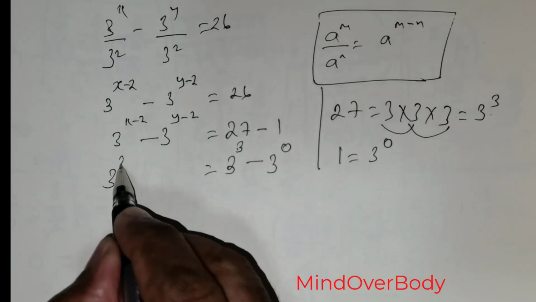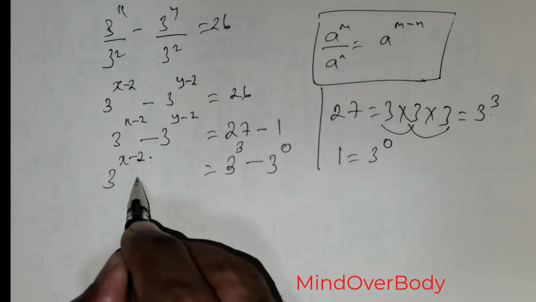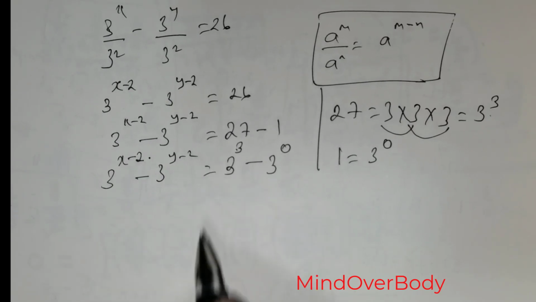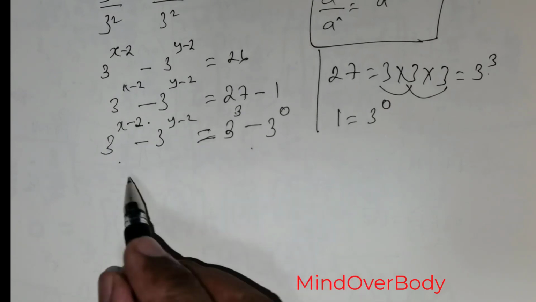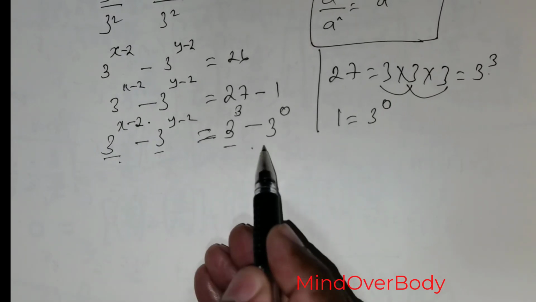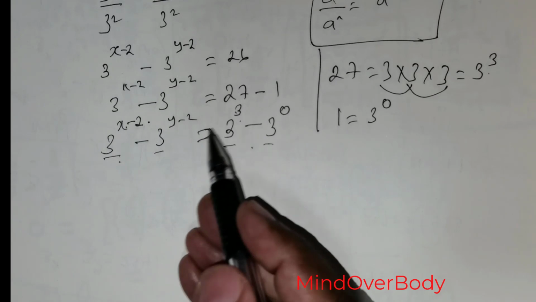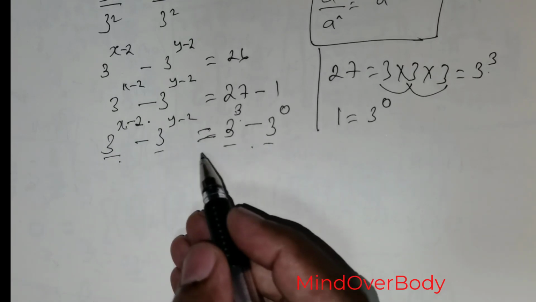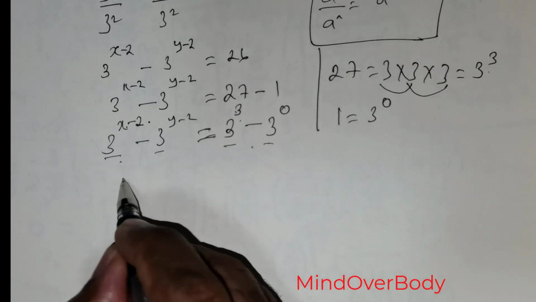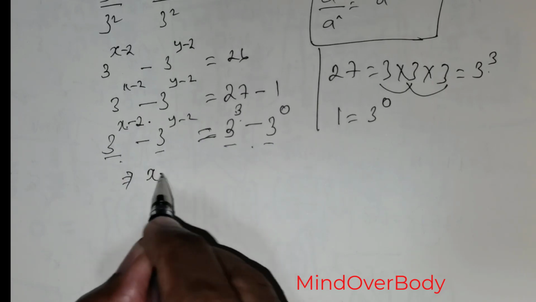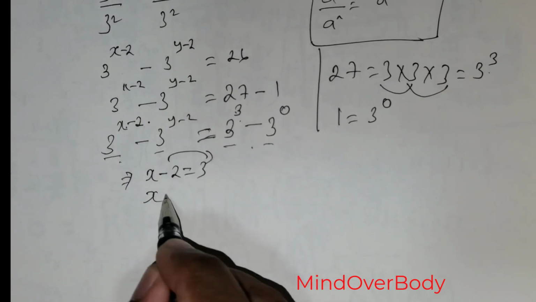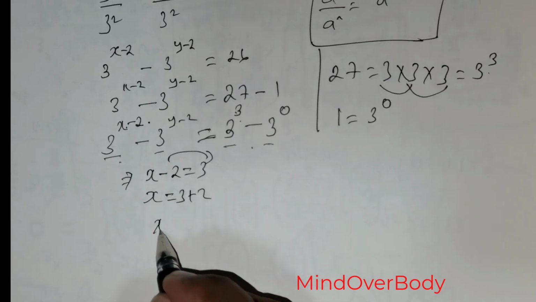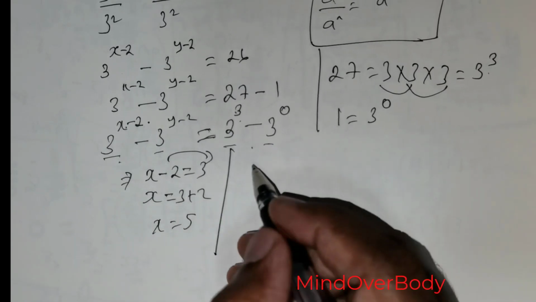Now what's on the left hand side? I get 3 raised to the power of x minus 2 followed by 3 raised to the power of y minus 2. Now just compare the left hand side versus the right hand side. Now the bases are same, and if the bases are same, you can equate the left hand side versus the right hand side. So I can clearly state that x minus 2 is equal to 3. Moving the 2 to the other side, I get x is equal to 3 plus 2, which means x is equal to 5 for one side.